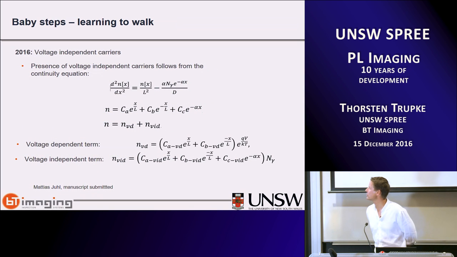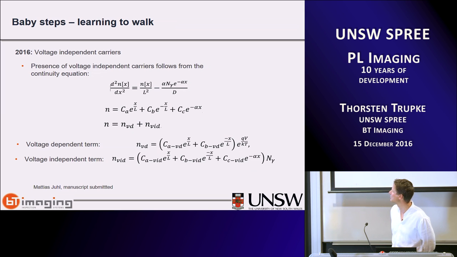So if we look at the continuity equation of a silicon device, we can find this analytical solution shown here, which is the sum of different exponential terms with different coefficients C_A, C_B, and C_C. And the solution of this equation can be written as the sum of two individual contributions. One is the voltage-dependent and one the voltage-independent contribution. And those are individually listed here.